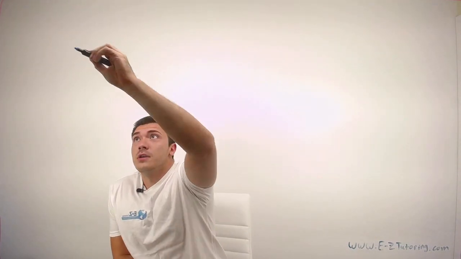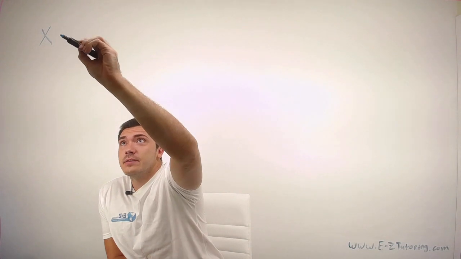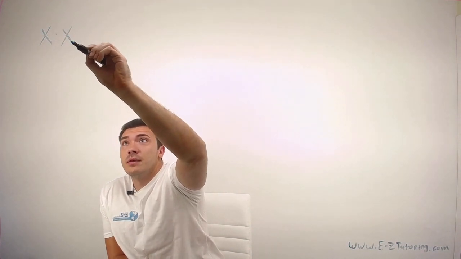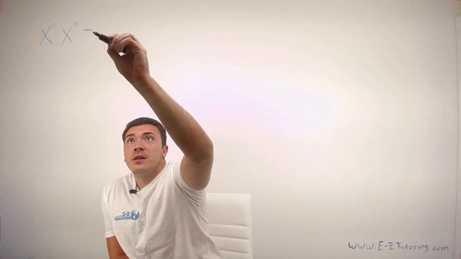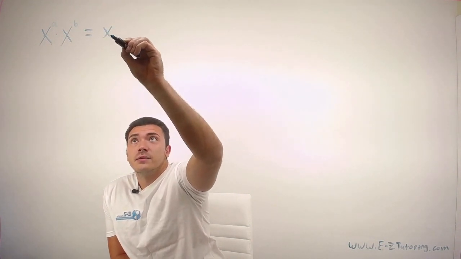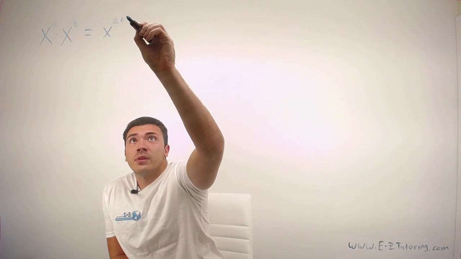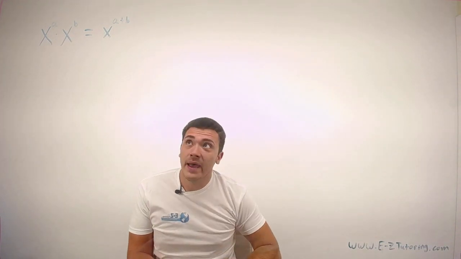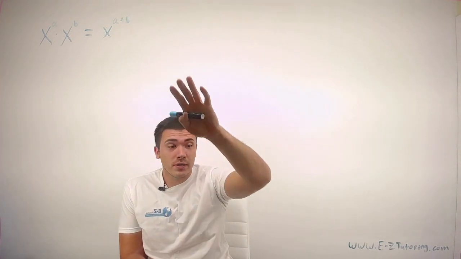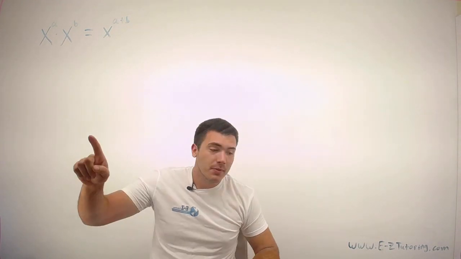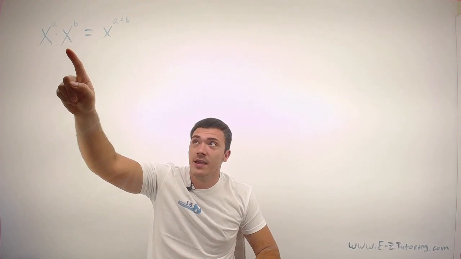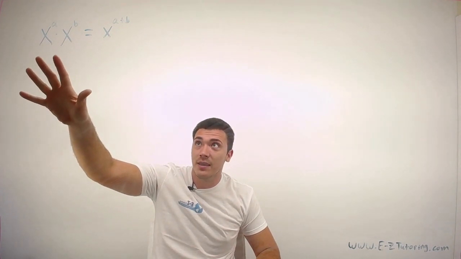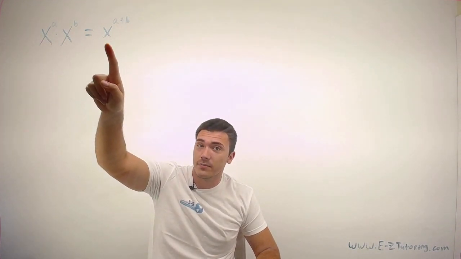So if we have x times x, this one is to a power of a and this one is to a power of b, then you get x to the power of a plus b. Now, there's something very important to note about this. You must have the same base. You must have an x and an x. That is the only way you can combine them together to get just one x. Okay?